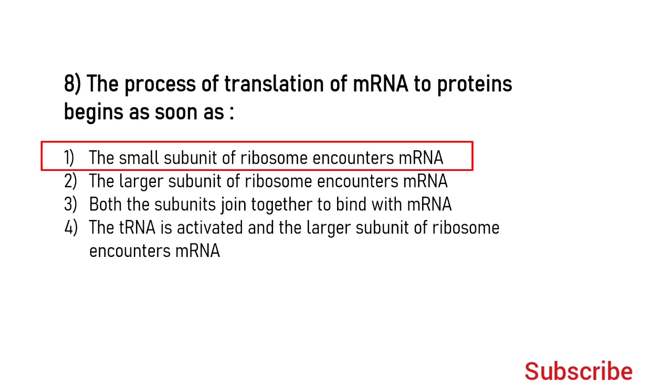See, when the small subunit of ribosome encounters an mRNA, the process of translation of the mRNA to protein begins. This process is then followed by the binding of the bigger, or we can say larger, subunit, and then tRNA is activated by the addition of amino acid prior to the attachment of ribosome in the first phase.